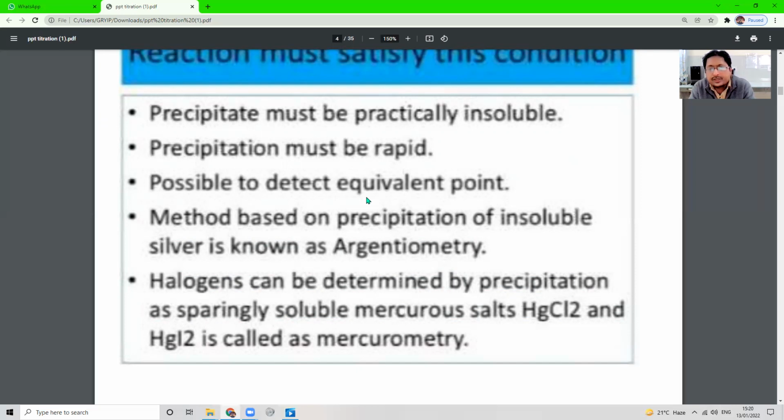The method based on the precipitation of insoluble silver salts is known as argentometry. Already I have discussed it earlier. If we use silver nitrate as a titrant, this is called argentometry. If we use mercurous nitrate, it is called mercurometry.